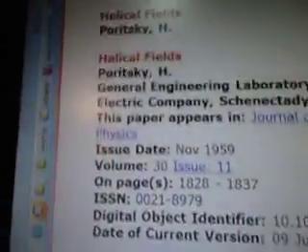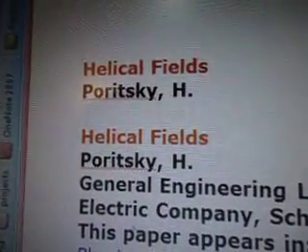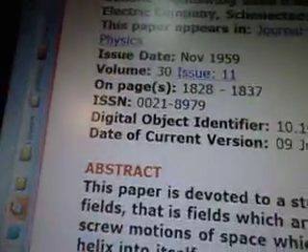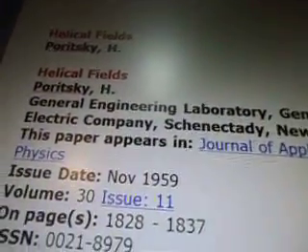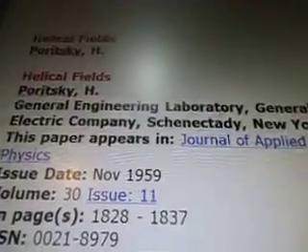So this is a double helix nebula picture. I thought that was pretty, and I thought you'd like to see that. I found that on darkplasmatheory.blogspot.com. Check out their website, it's pretty cool. Helical fields and young stars, and again another site that's got a lot of stuff about that topic is www.astro.columbia.edu. So here's a PDF file on helical fields from Poritsky H., General Engineering Laboratory, General Electric Company, Schenectady, New York.